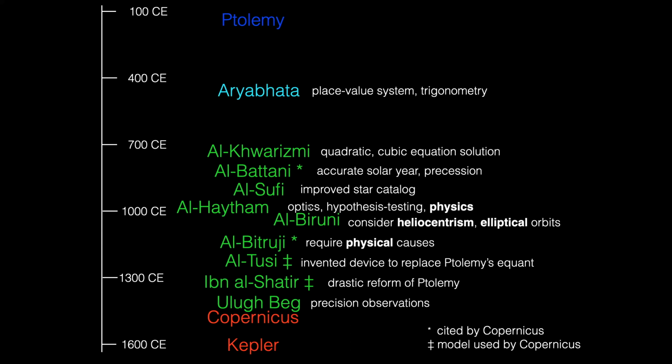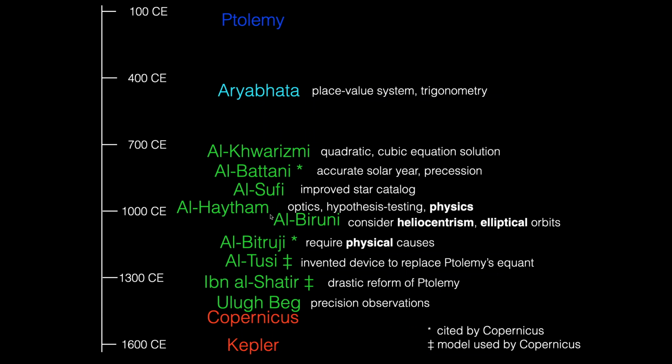Al-Haytham or Al-Hazen was the father of optics, and he's well acknowledged to be that in the West even. And he insisted on physics behind the mechanisms of the orbits of the planets and hypothesis testing. Al-Biruni is one of the most intriguing figures of this whole millennium of workers, and very little is known about him, but we do know that he considered heliocentrism for the model of the solar system, and also elliptical orbits.